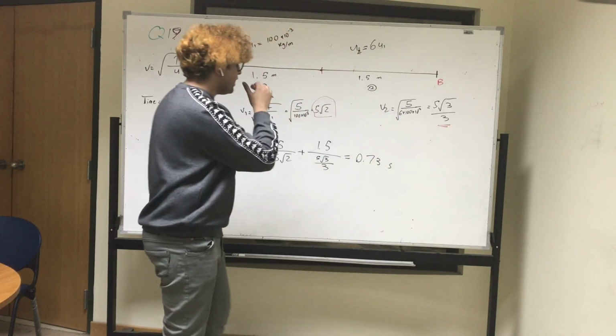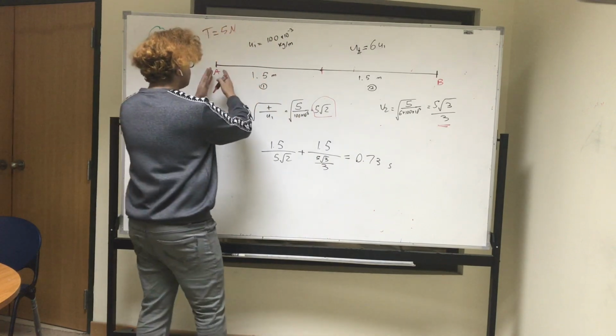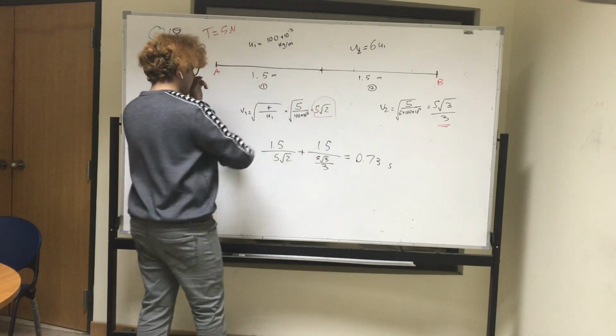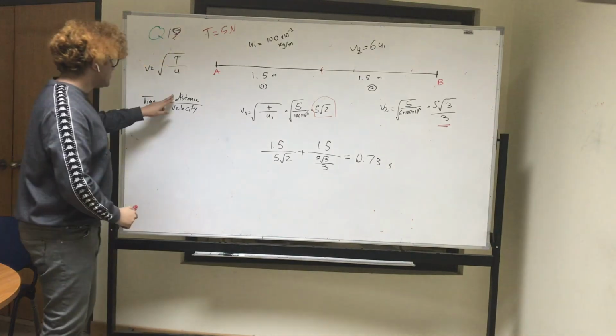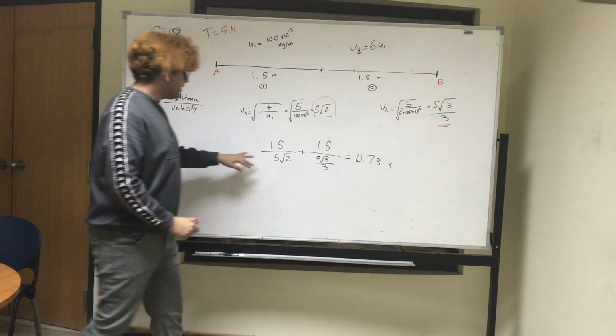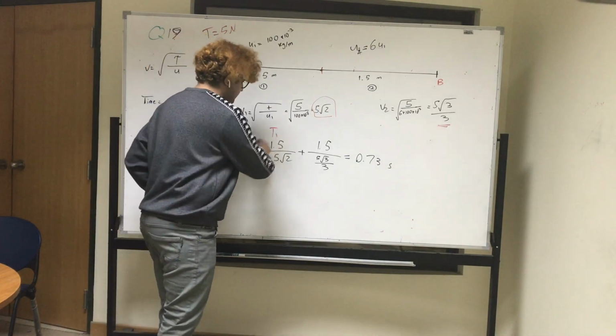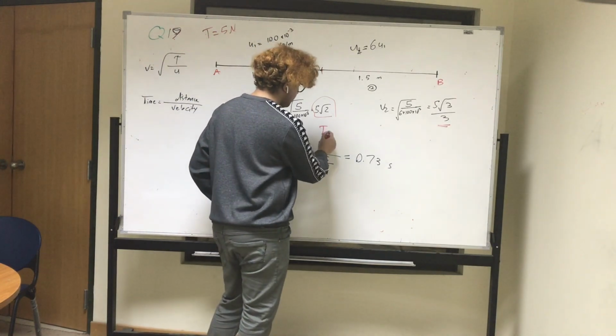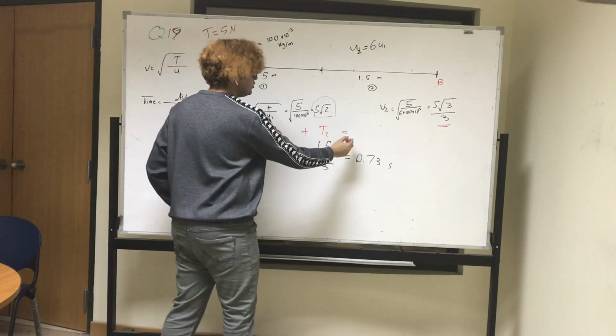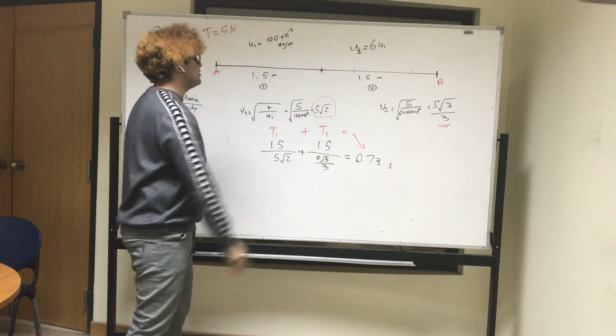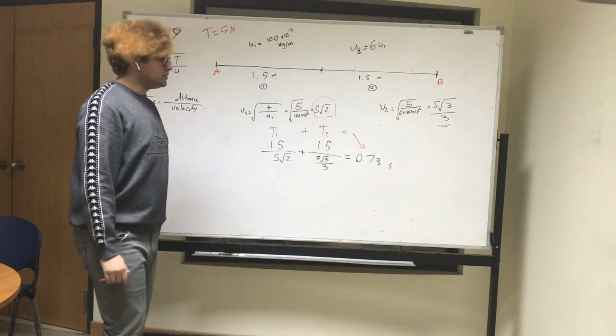So now we have the two velocities, and we know that the distance between here and here is 1.5. If we divide distance by velocity, we get the time. So this here is time 1, and here is time 2. If you add time 1 and time 2, you'll be getting 0.73, and that will be your answer.